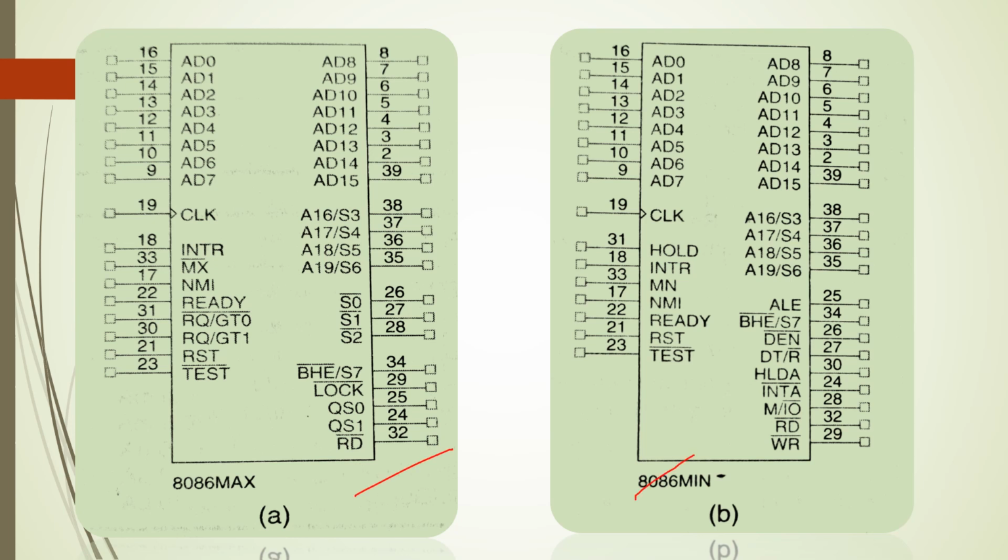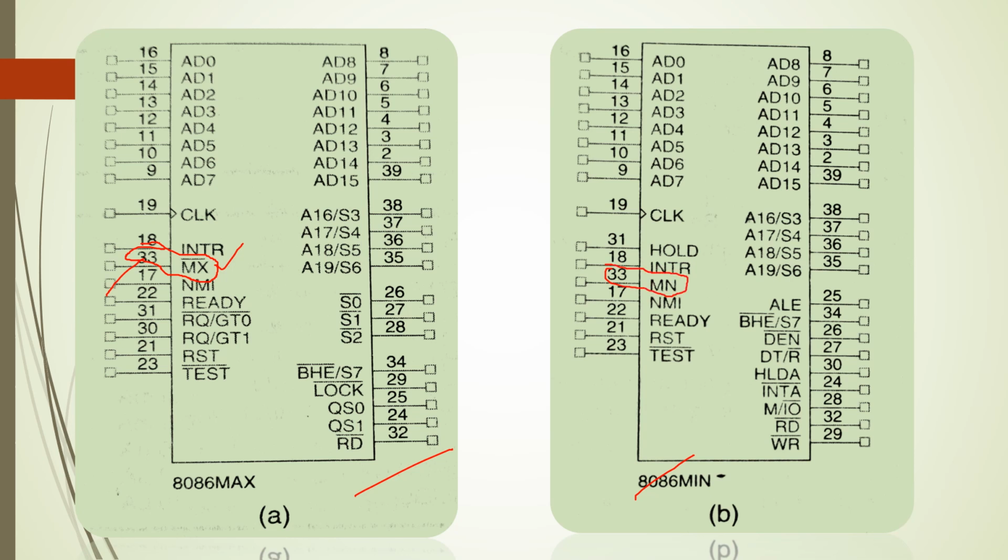Pin number 33 decides in which mode the microprocessor is used. If pin number 33 is active low, that means the microprocessor uses the maximum mode, and if pin 33 is active high, then the microprocessor is used in the minimum mode.